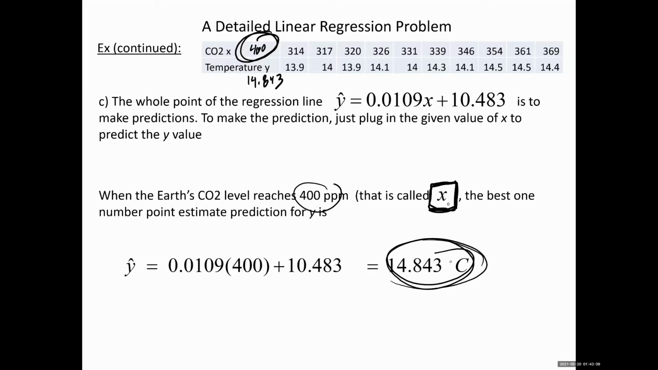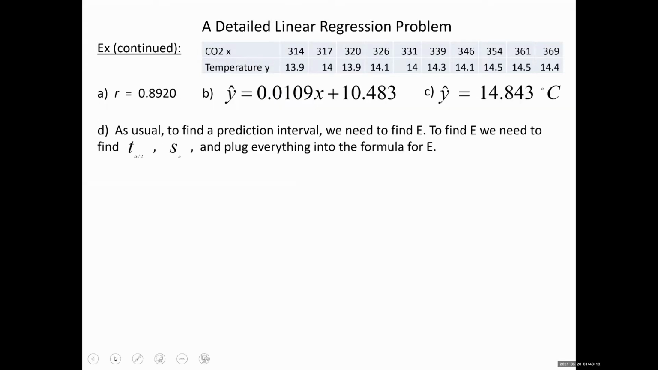Okay, so now this is a one number guess for the average temperature of the Earth. We don't like one number guesses. We want to build an interval around it. So that's what part D says. Part D asked us to build a 90% prediction interval. So we need to find the margin of error, and we're going to add and subtract it from this to get our interval. But in order to find the margin of error, we got to find these things first. We got to find T alpha over 2, and we got to find SE. Let me just remind you real quick how to find T alpha over 2.